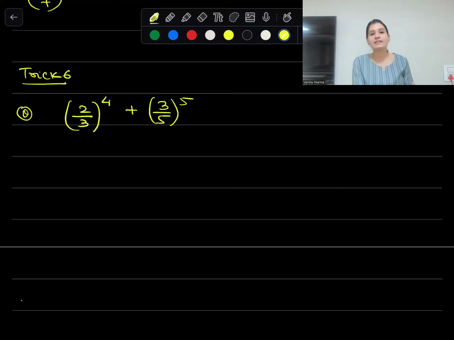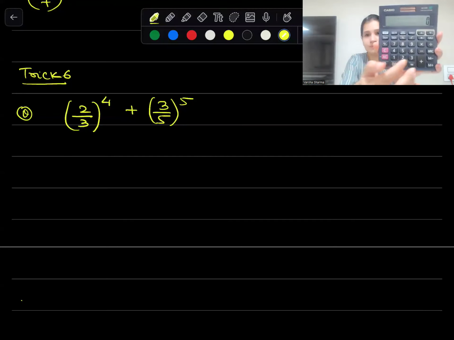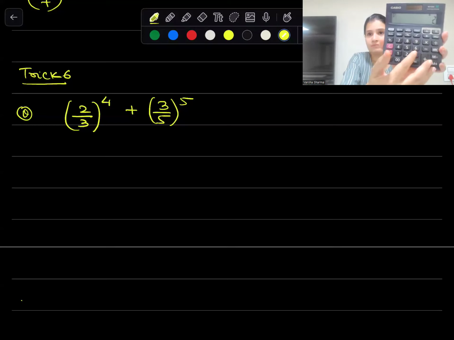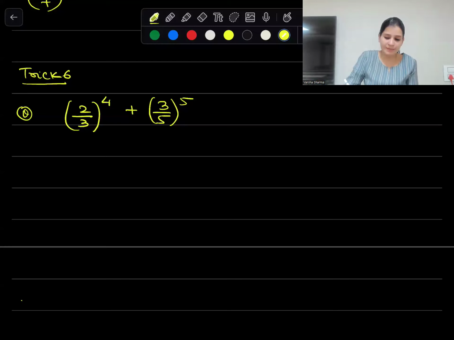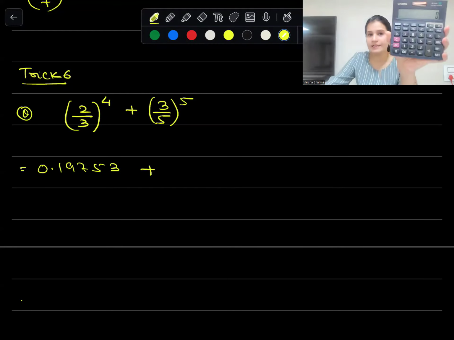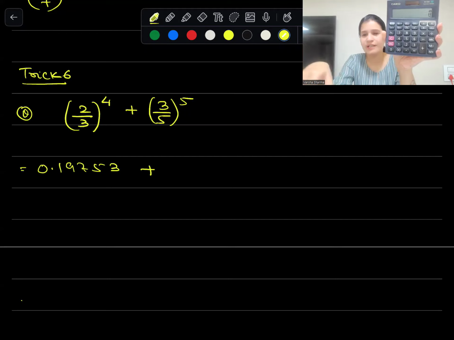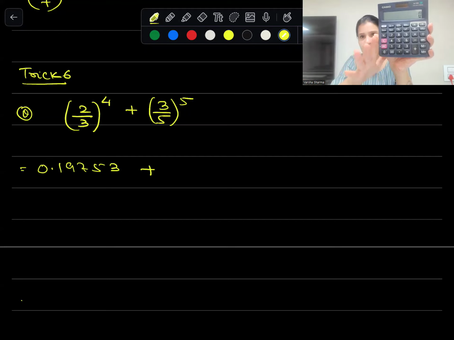First, find out (2/3) to the power 4, everyone. 2 by 3, multiplication, 2, 3, 4. Got this answer? Yes, ma'am. Supposing when I'm writing, I'll write 4, 5 digits. I won't write more than that. I've written till here. Now I'll clean my calculator. When I say clean, normal AC doesn't work.